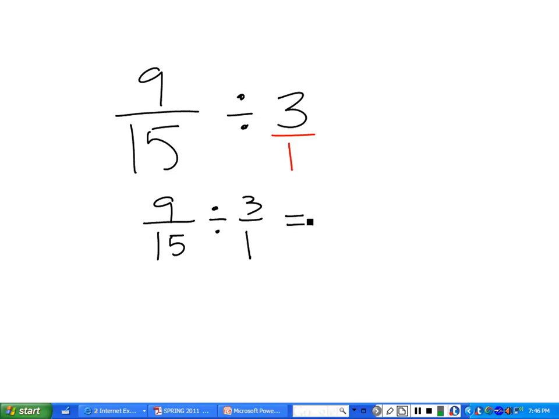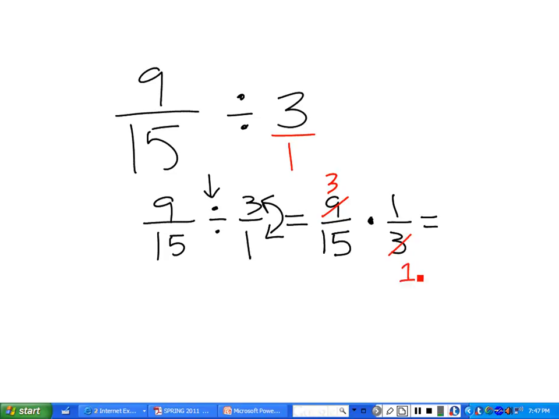We're going to keep, change, flip. So we're going to keep 9/15 the same, change this division symbol to a multiplication symbol, and flip 3 over 1. So the reciprocal of 3 over 1 is 1/3. Alright, can we cross cancel here? Yes, because both 9 and 3 are divisible by 3. So divide 9 by 3, get 3, and divide 3 by 3 and get 1. I think that's the only thing we can do here.